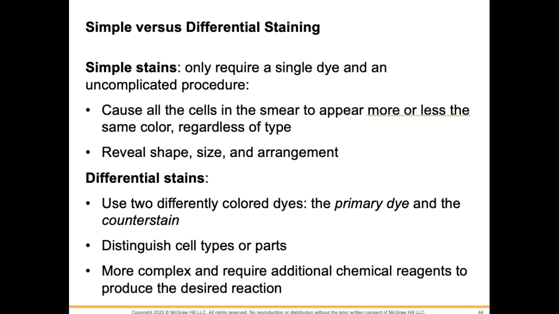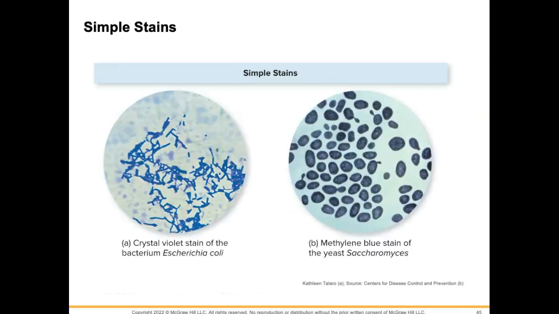However, differential stains use two differently colored dyes, the primary dye or stain and the counter stain. And this allows us to distinguish different cell types or parts. This is a more complex procedure, requires additional chemical reagents to produce the desired reaction. So here's an example of simple stains.